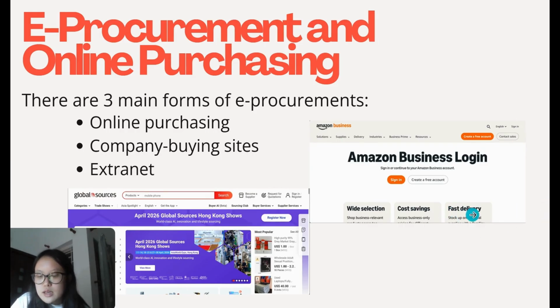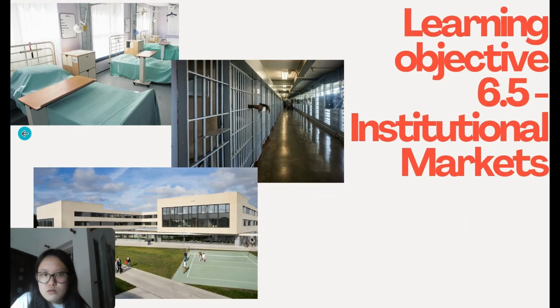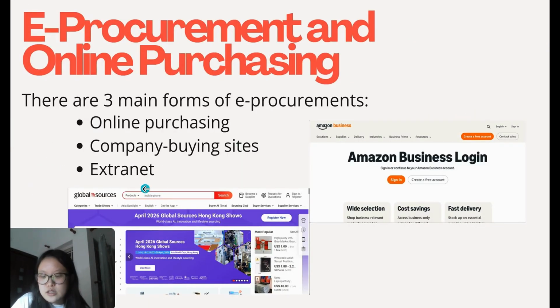And the third form is extranets. Extranets are private networks that link companies with their suppliers. They allow both sides to share information, place orders, and coordinate deliveries efficiently. For example, a supplier logs into an extranet to submit documents, track orders, and communicate with the organizations.